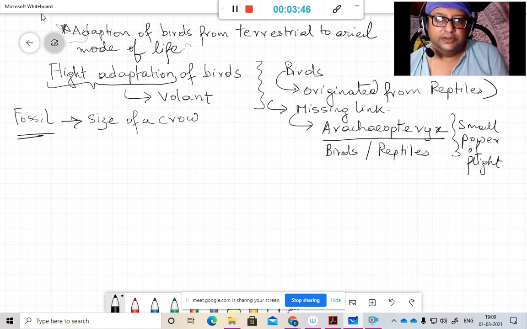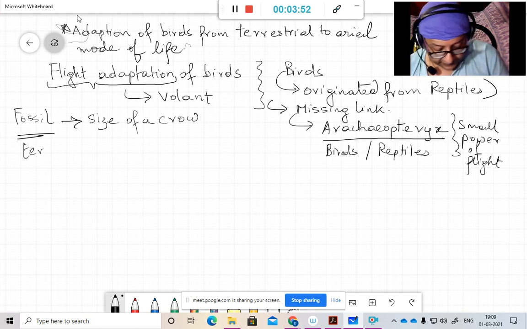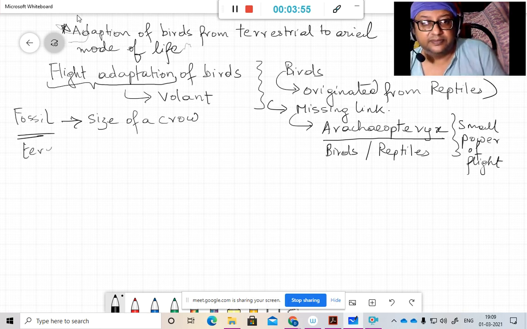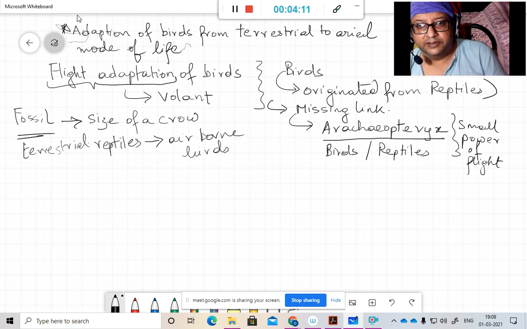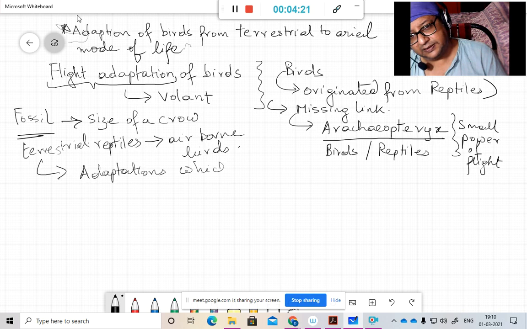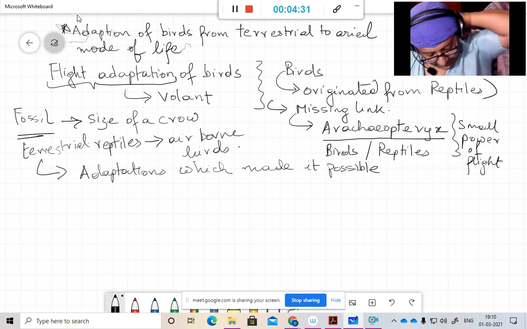So from terrestrial reptiles to airborne birds, they had certain adaptations which made it possible. And now what are these types of adaptation?